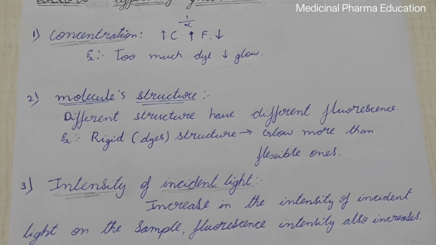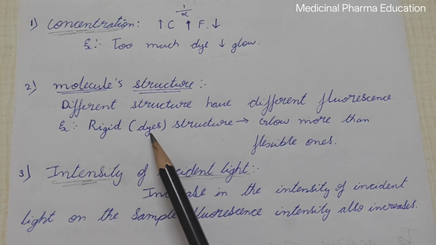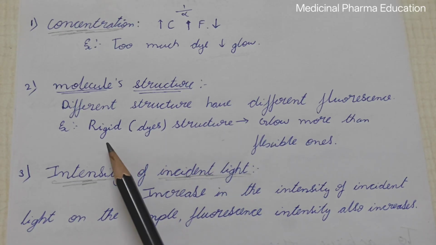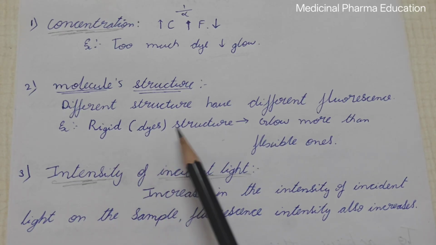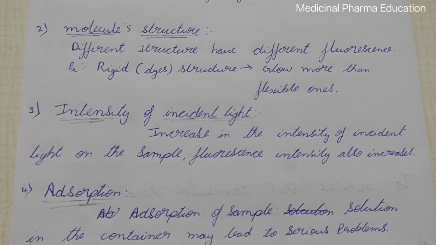Okay, molecular structure. Different structures have different fluorescence. A rigid dye structure glows more than a flexible dye. Here I am giving the example of rigid dyes. Rigid structures of dyes glow more than flexible dyes. Okay, next, intensity of light. As you know, as the intensity increases, the fluorescence also increases.